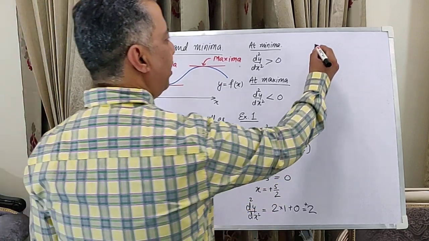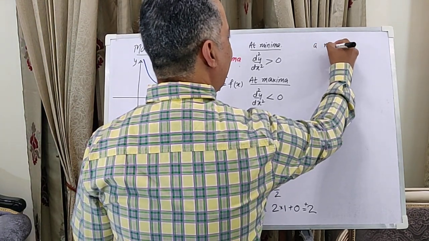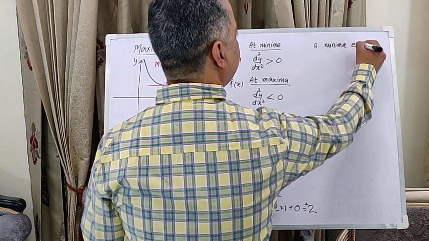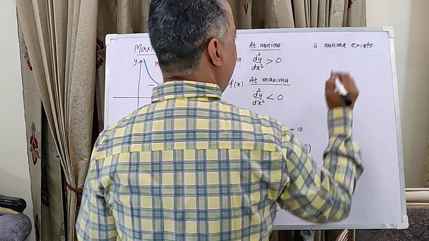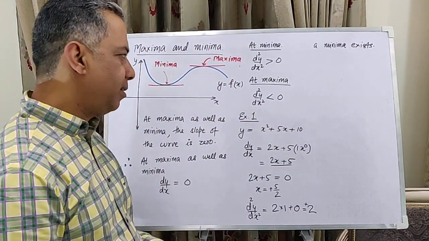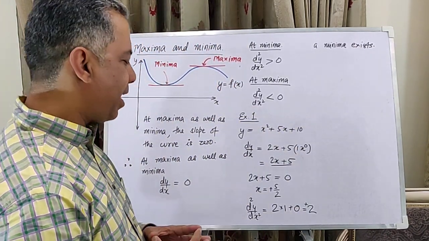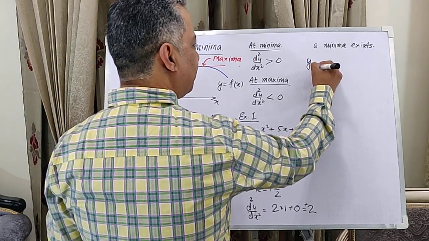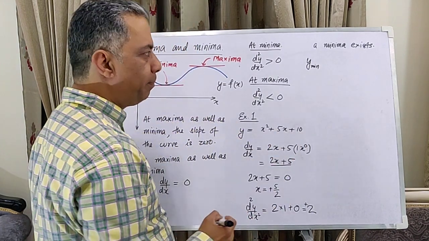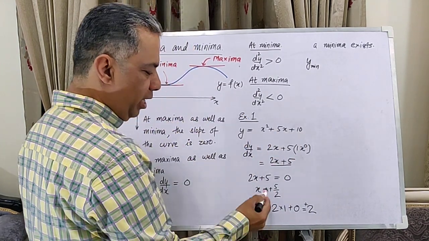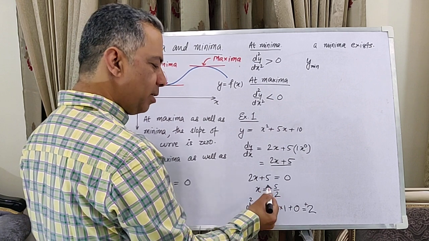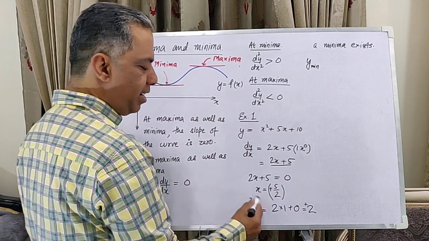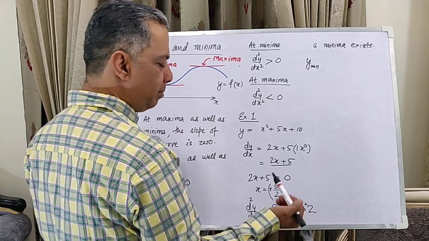So a minima exists, and in fact we know that only a minima exists. There is no possibility of a maxima here. So what's the minimum value of y? Well, we already know y is minimum or maximum when x was minus 5 by 2. And by finding the double derivative, we found out that it is minimum.